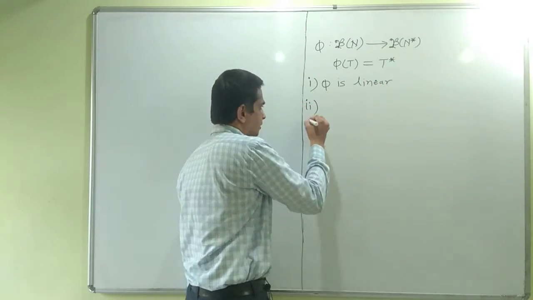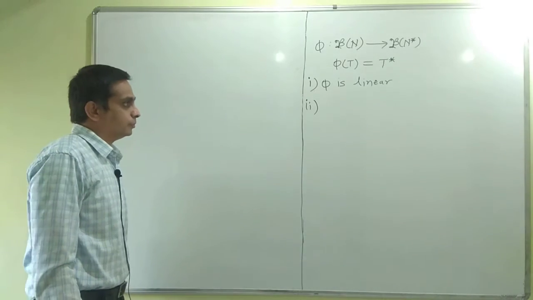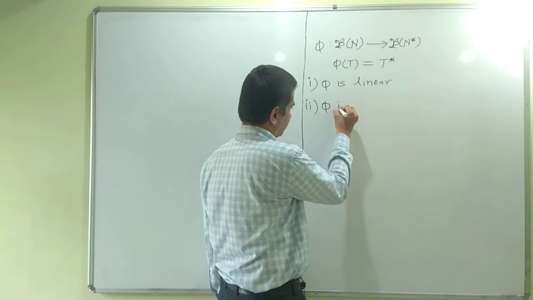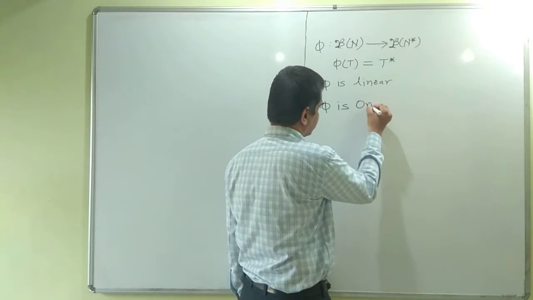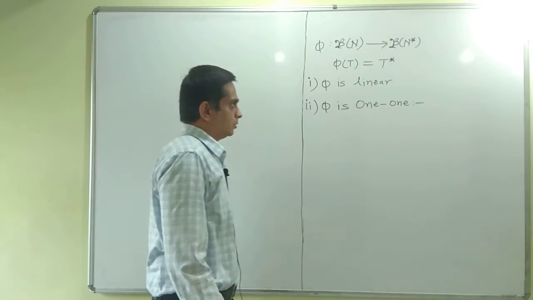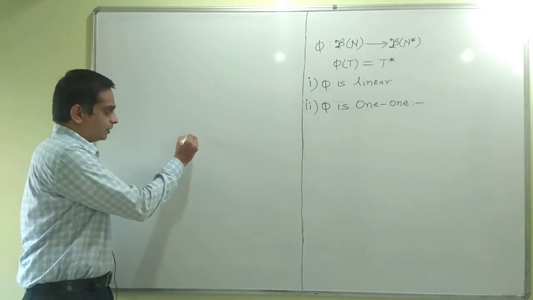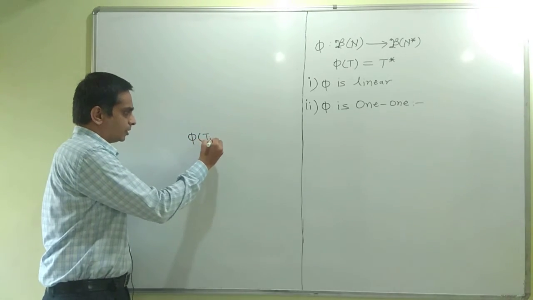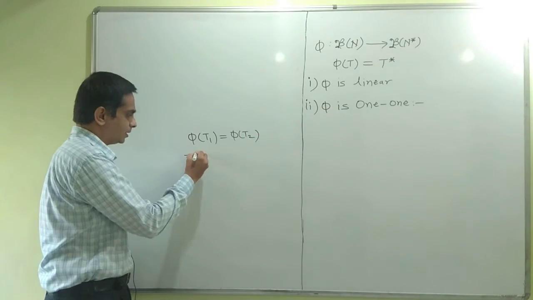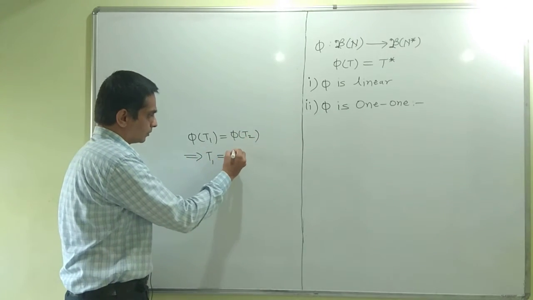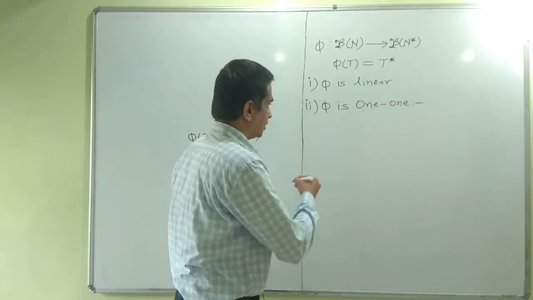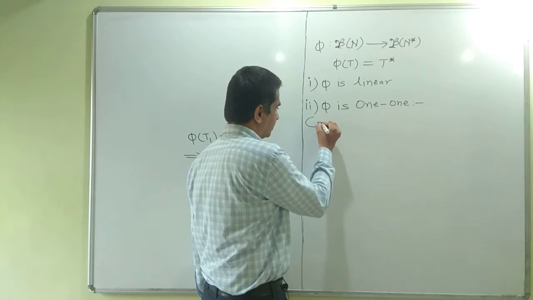The second property which we will prove is the one-oneness of phi. Phi is 1-1. In order to prove that phi is 1-1, we have to prove that phi T1 is equal to phi T2 implies T1 is equal to T2. So that we are going to prove. Let us begin with this argument.